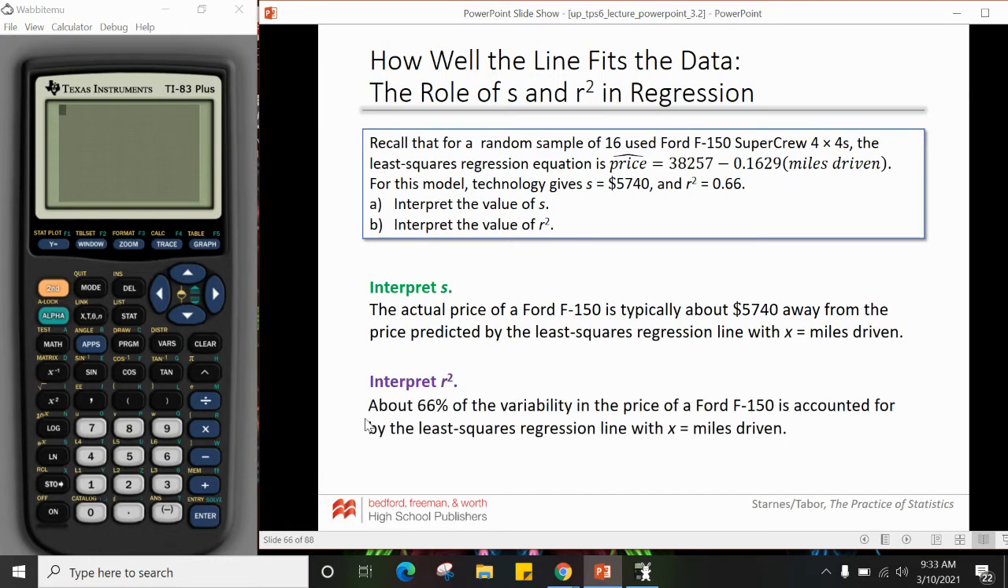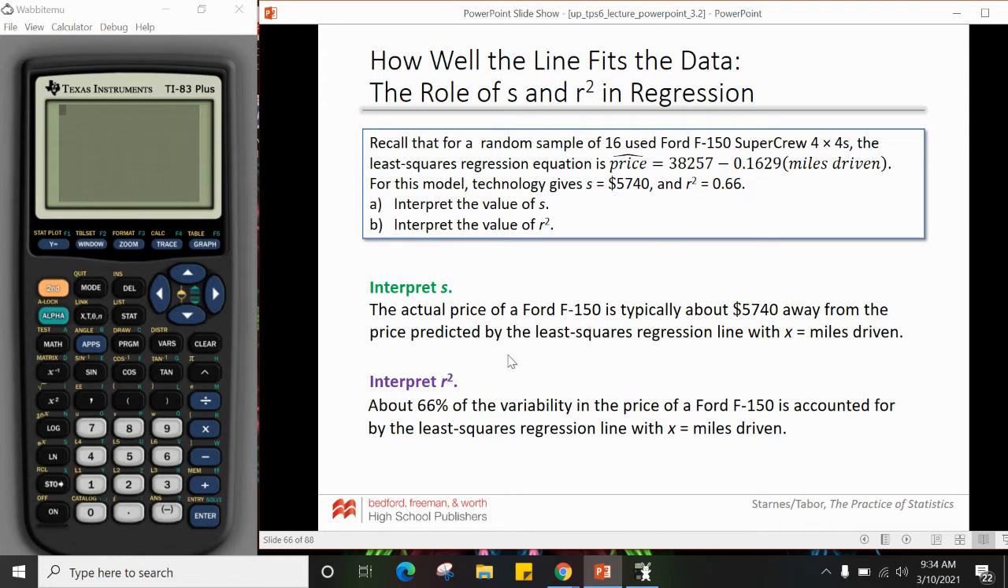To interpret R squared, so R squared is 0.66, and now it'll always be a percentage between 0 and 100 for R squared. So about 66% of the variability in the price of Ford F-150 is accounted for by the least squares regression line with X equals miles driven.